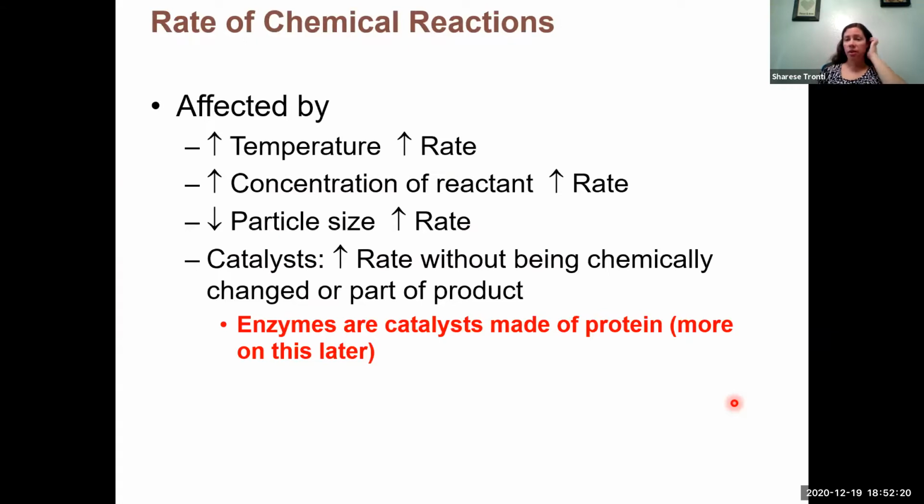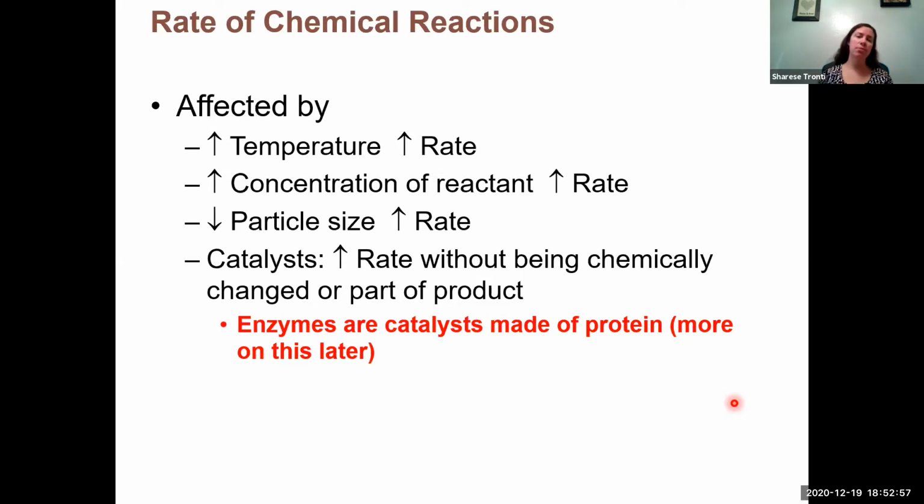The rate of chemical reactions can be affected by several things. It can be affected by temperature. So before we go through all of these different effects, I want you to keep in mind, overall, chemical reactions are going to increase as these molecules bump into each other more often. So if something is going to cause those molecules to bump into each other more often, then that's going to increase the rate of chemical reaction. So that should help you remember that.